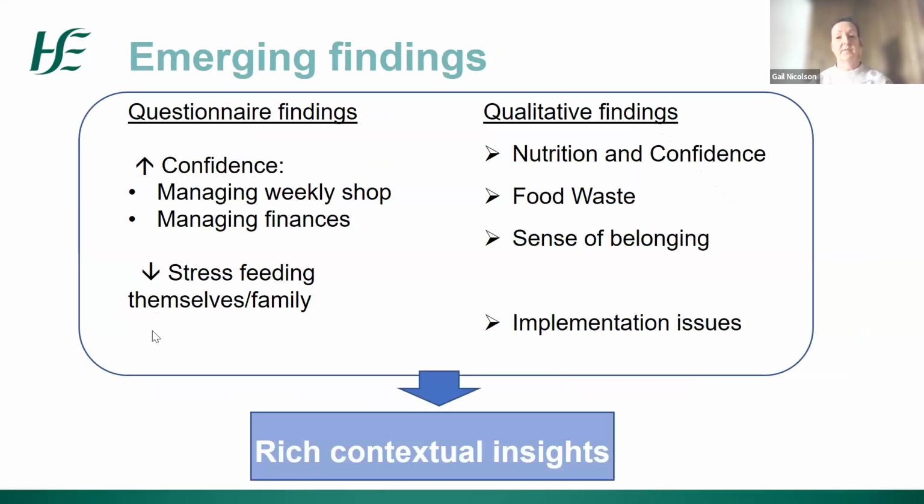So this is just a brief overview of the emerging findings. So in the questionnaires, the confidence ratings in terms of managing their weekly shop, managing finances and feeling stressed about feeding themselves and their families improved, which was great. Then in terms of qualitative themes, an improvement in nutrition and confidence in cooking was the experience of participants in the focus group, with one person saying they could just about boil or fry an egg before, and now they were cooking potatoes, vegetables and chicken.